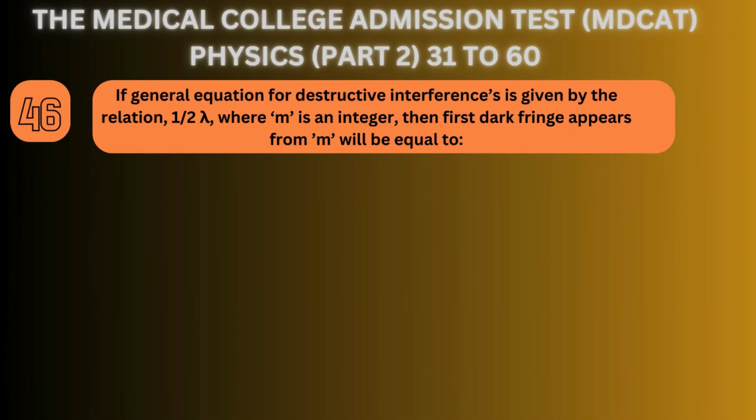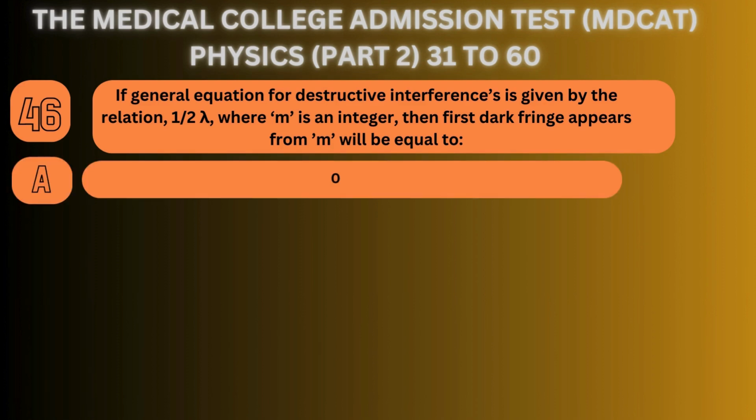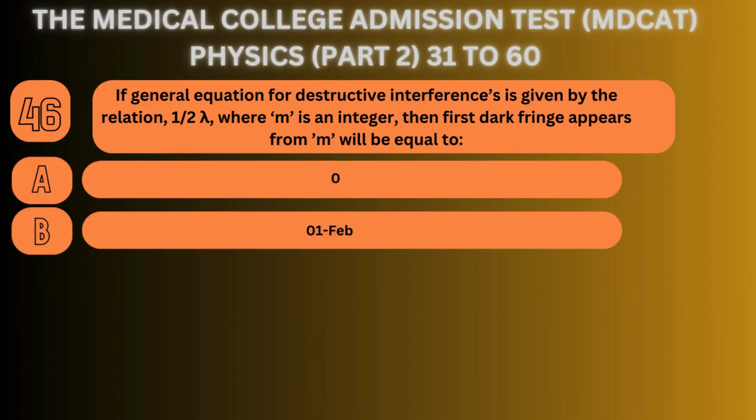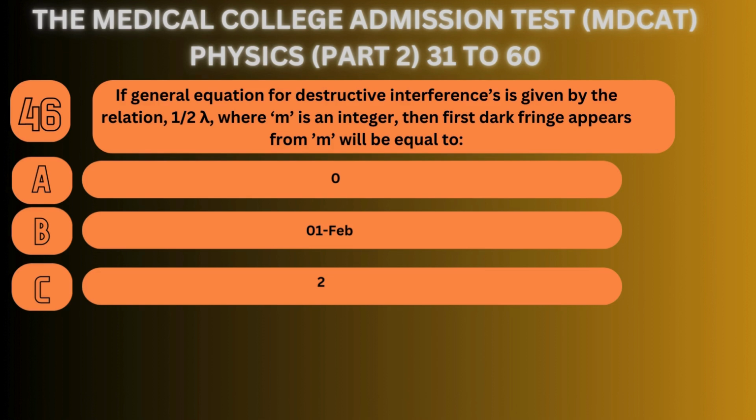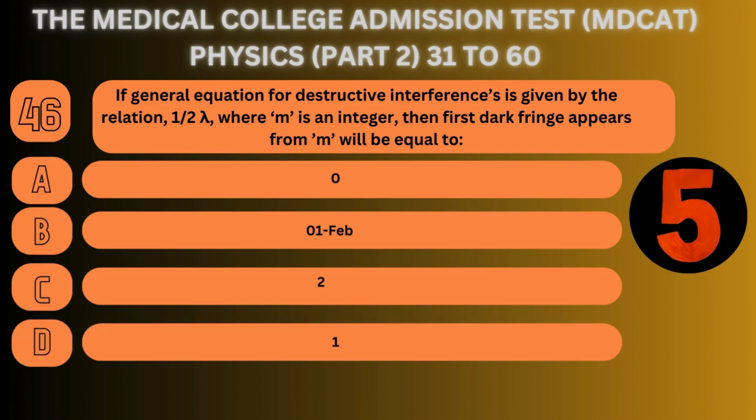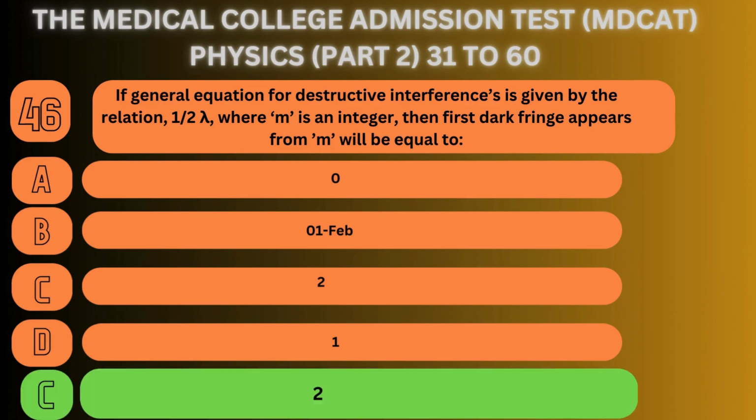Question number 46. If the general equation for destructive interference is given by the relation (m + 1/2) lambda, where m is an integer, then the first dark fringe appears when m will be equal to? Option A, 0. Option B, 1/2. Option C, 2. Option D, 1. 5, 4, 3, 2, 1. Correct option is C, 2.